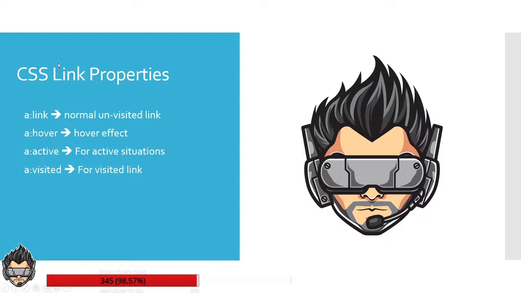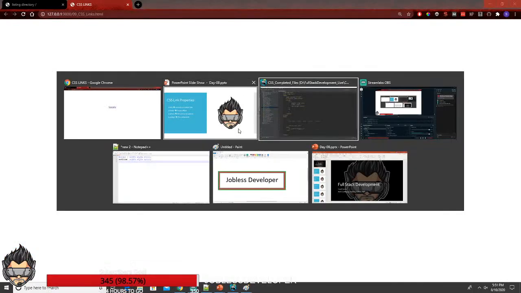How do you do that? There is something called colon link, hover, active, and visited. These are the things. If it is an unvisited link, what is it? By default, an unvisited link has a color called blue. What if I want the link to be green in color? So let's try to do that.